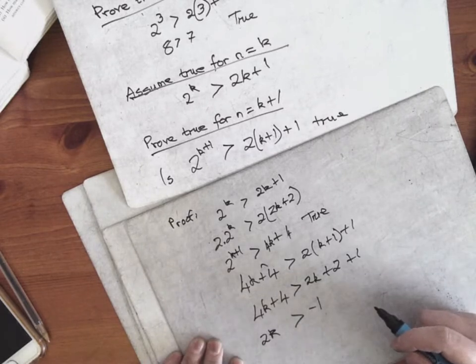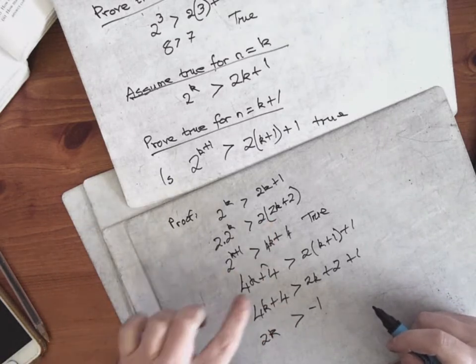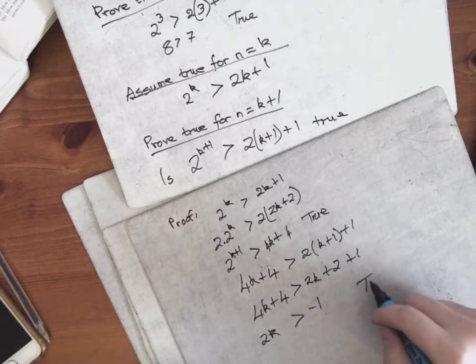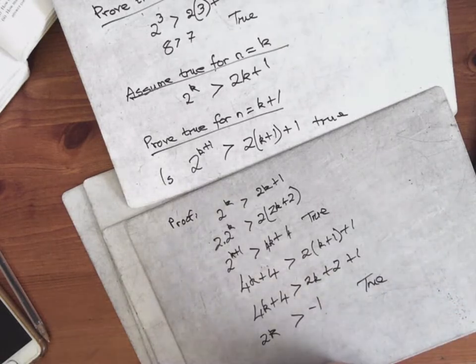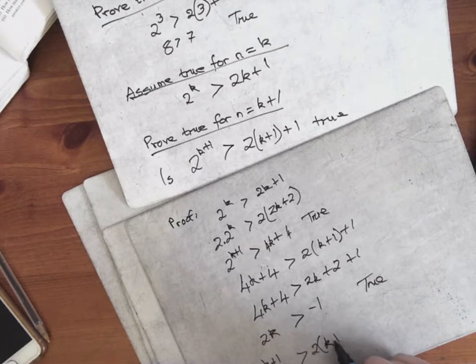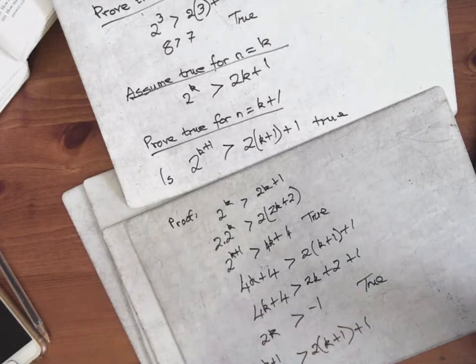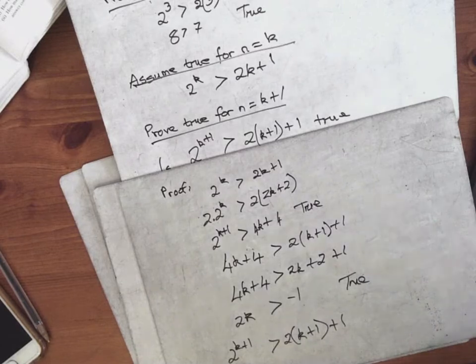Have I done something wrong there? I feel I have. Where did I get this 4k plus 4? Yeah, there. No, I think I'm okay. And is 2k greater than minus 1? Yes, it is, because k is always 3 or more. That's what the sum says. So, therefore, your statement 2 to the power of k plus 1 must be greater than 2 times k plus 1 plus 1. And then off you go and write your 4 sentences. True for n equals 1, true for n equals k, true for n equals k plus 1. So true for all n where n is greater than or equal to 3.